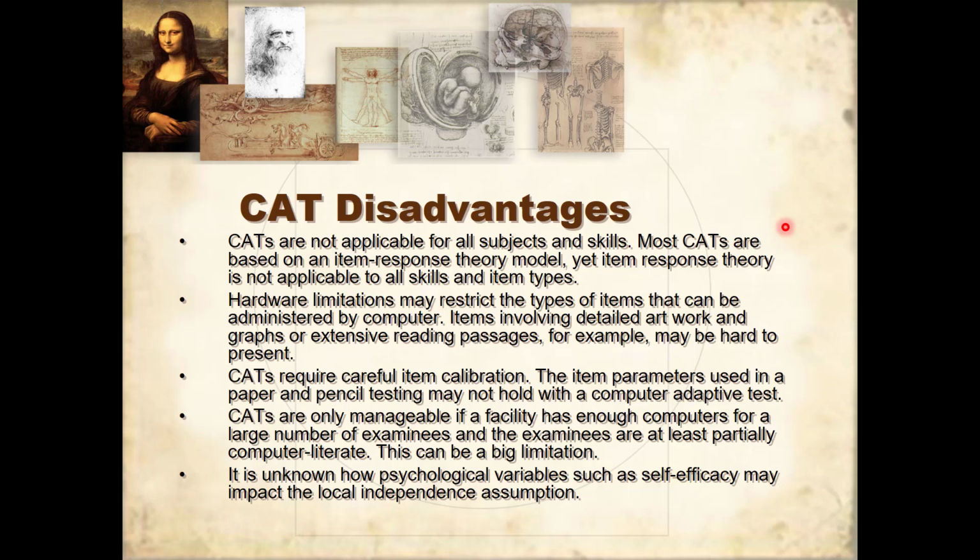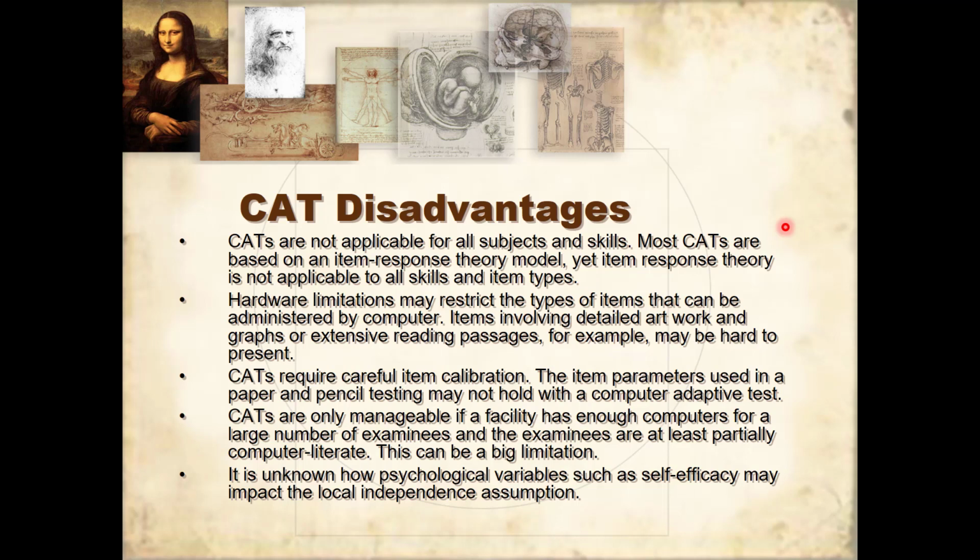A lot of CATs are usually based on item response theory, but item response theory is just not going to be applicable for everything. There are going to be hardware limitations, so detailed things like sorting tasks can be harder and less intuitive in some ways on computer than paper and pencil. Older people who are not as familiar with computers, that's becoming less and less of a concern, but that was certainly a big concern when computer-based testing started.